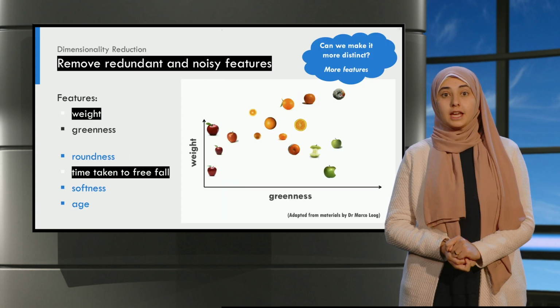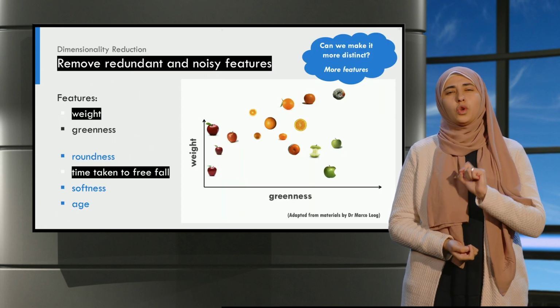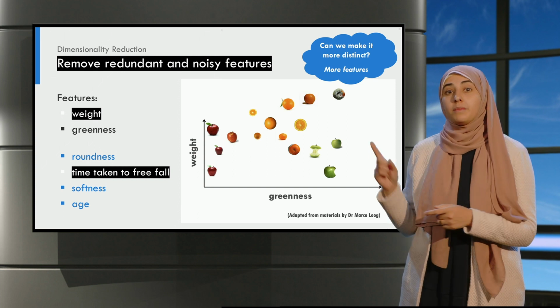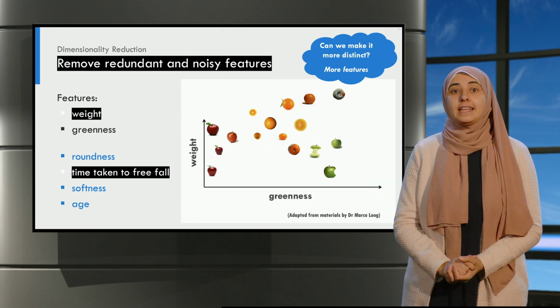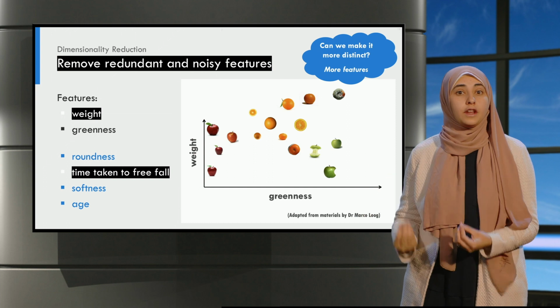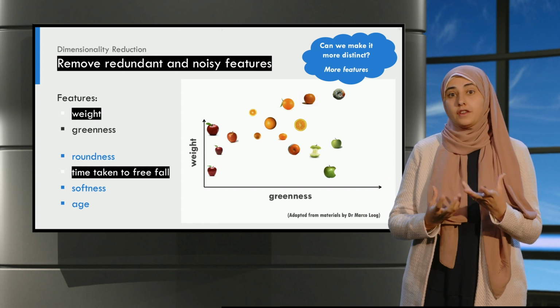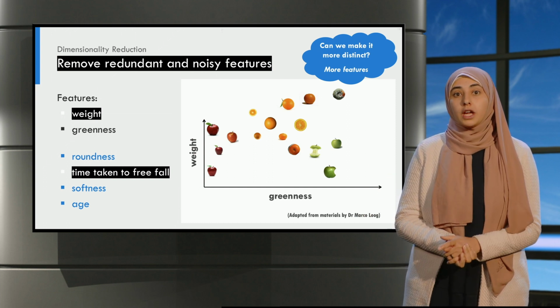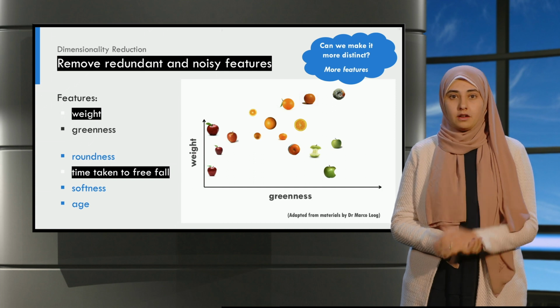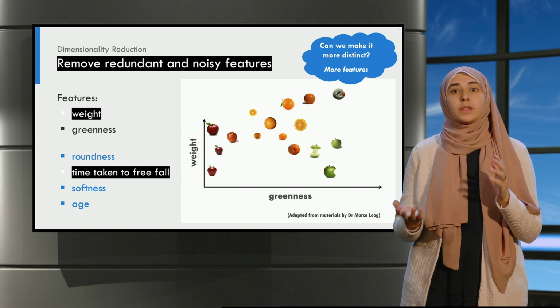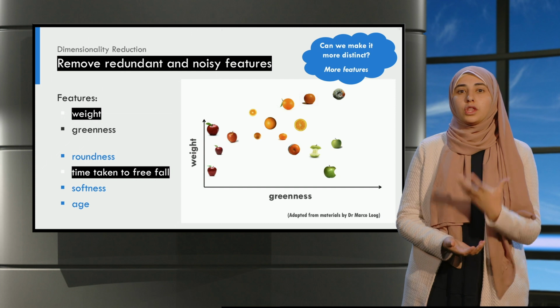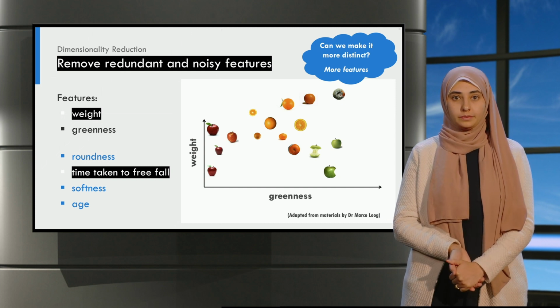One more reason is to remove redundant or noisy features. From this example here, adding a feature of time taken to free fall is dependent on the feature's weight. Therefore, using only one of them is enough. Having them both will use extra storage with no additional information.